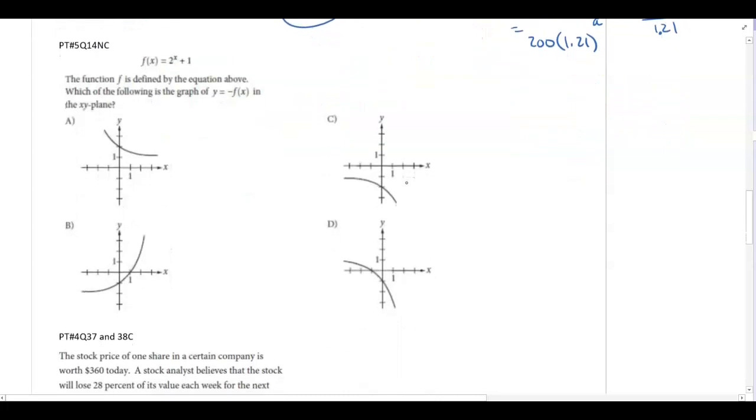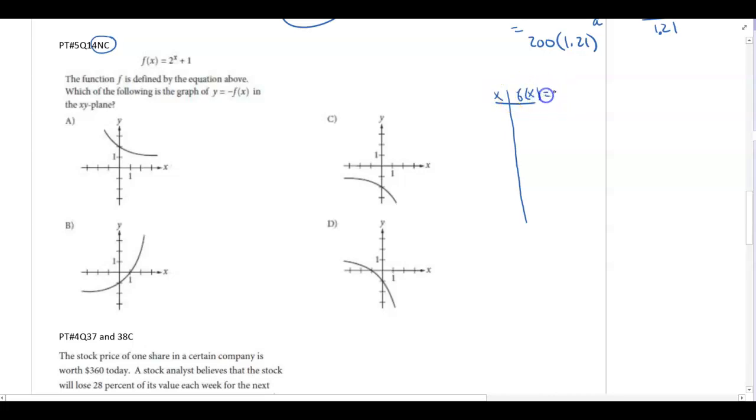All right, example 5. Given this function, the function f is defined by the equation above. Which of the following is a graph of y equals negative f of x in the xy plane? Again, no calculator problem. So here's what I would do. I would create a table, okay? And this doesn't take much. You basically need 2, maybe 3 points.